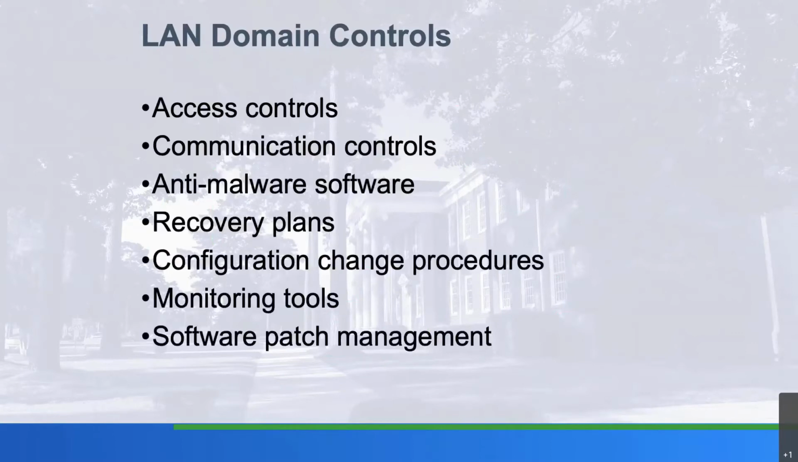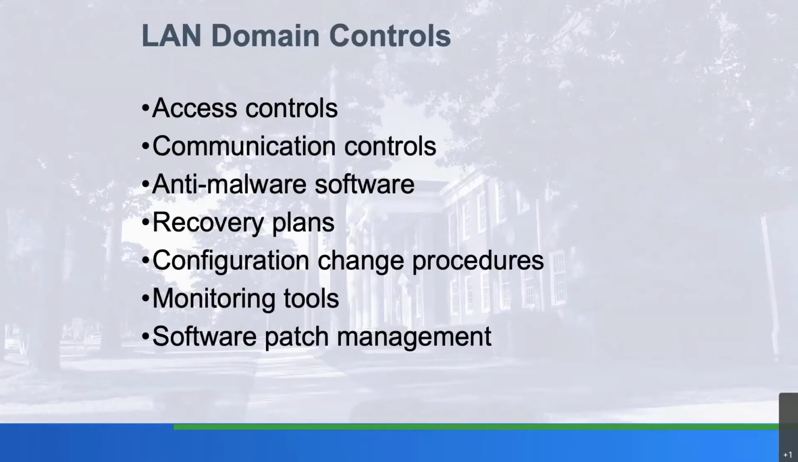Things that we're going to use to mitigate threats, vulnerabilities, and control risk at the LAN level. One of them is going to be access controls. Access controls, remember, come into effect after somebody has authenticated. So they're going to control access to files, control access to printers. And remember, we have many different types of access control systems. So we need to select one for our LAN domain. We need to have those controls in place so we can support our confidentiality.